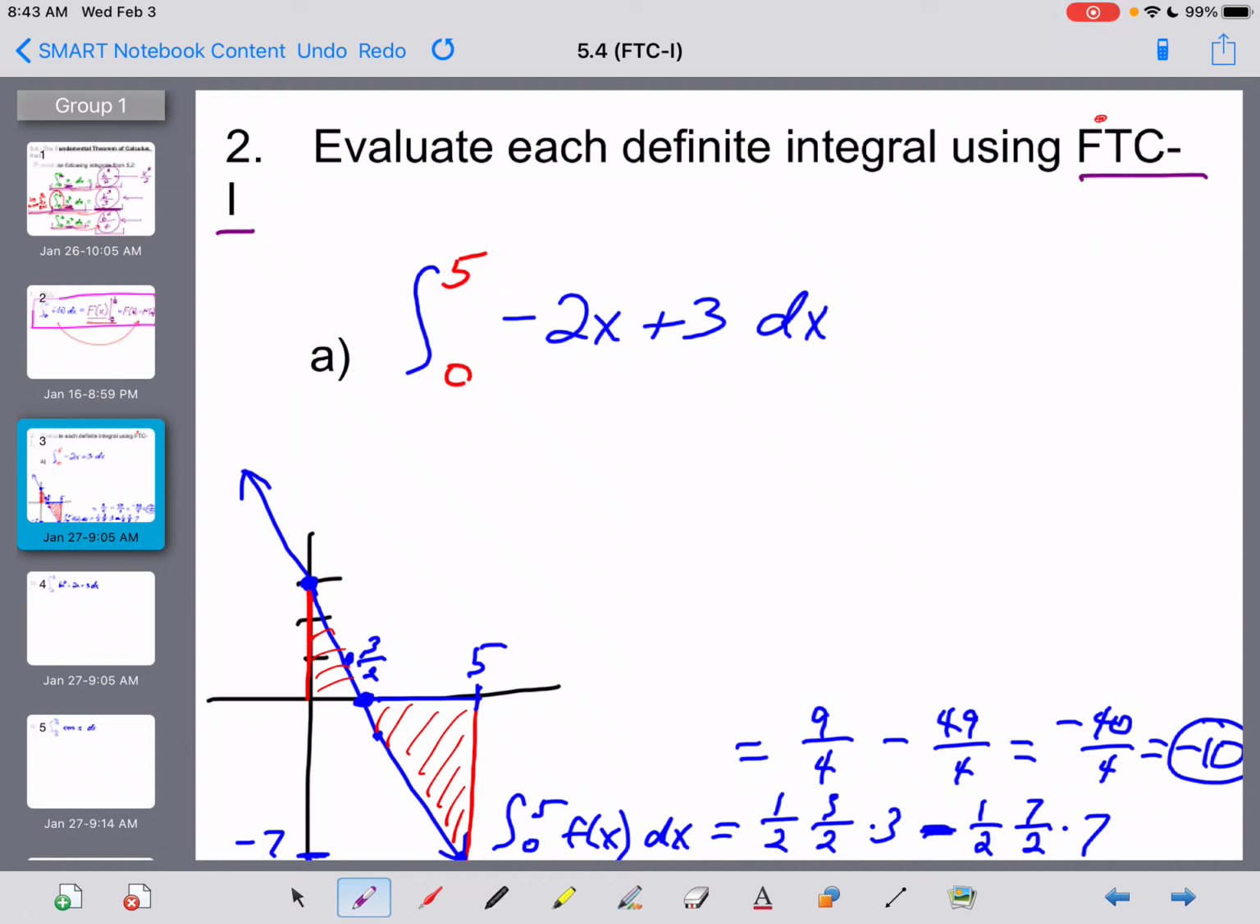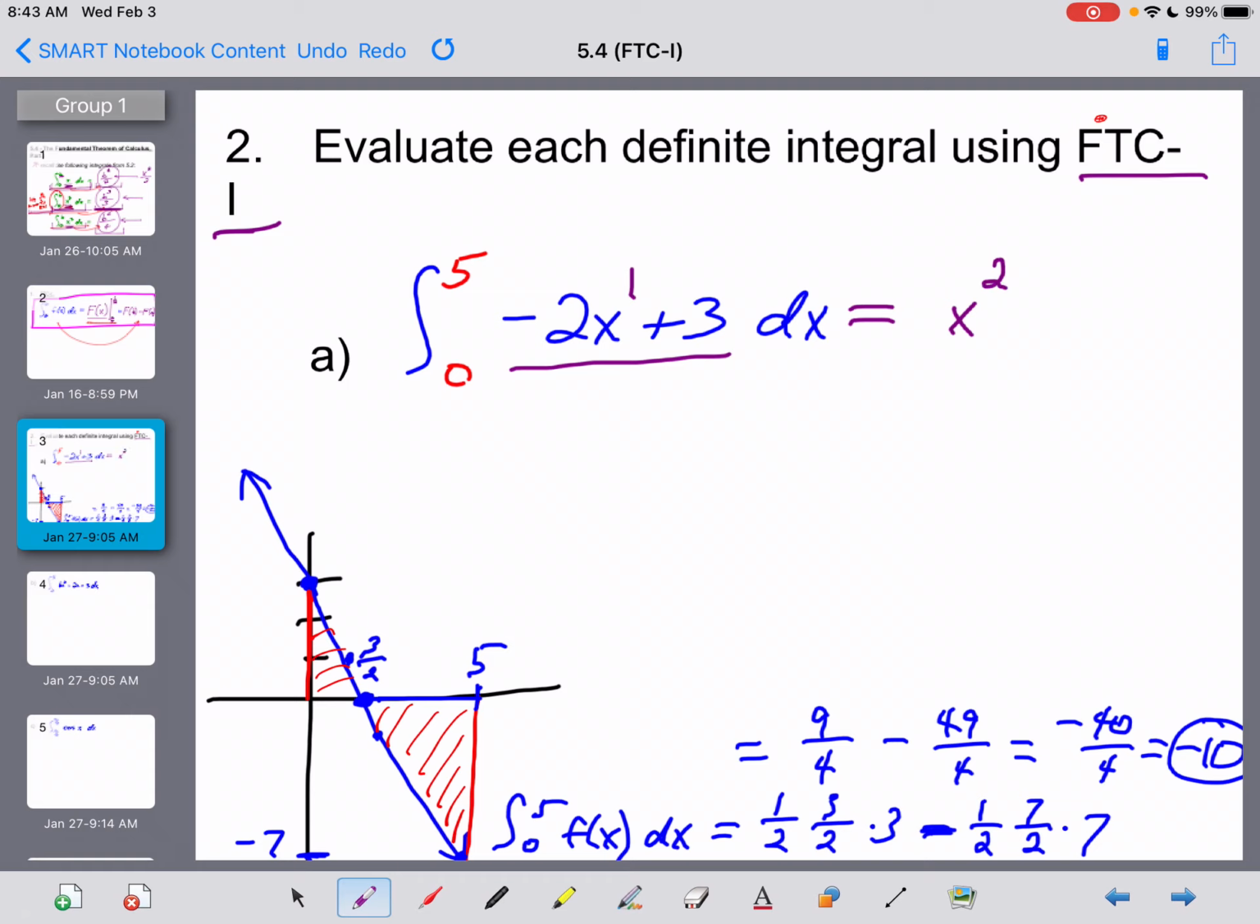Fundamental Theorem of Calc Part 1 tells us that we can evaluate a definite integral using antiderivatives. So let's try this, everybody. We are going to anti-differentiate the expression negative 2x plus 3, and with it being a polynomial, we're simply going to reverse the power rule. So the x stays put. We raise the exponent by 1. It was x to the first power. It now becomes x to the second power.